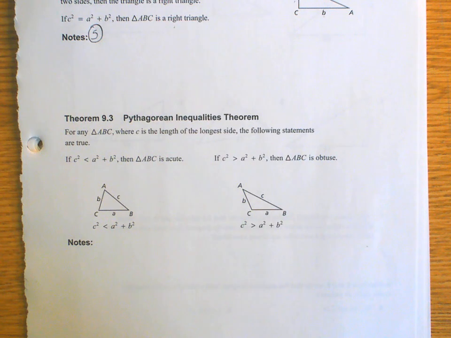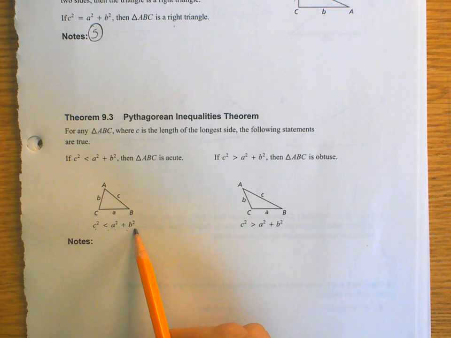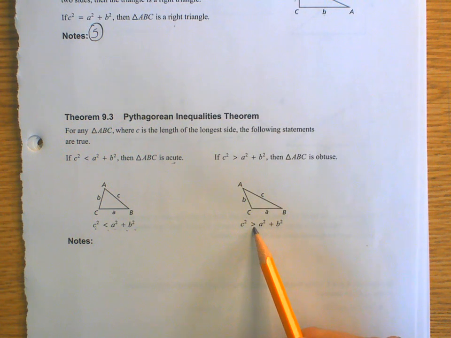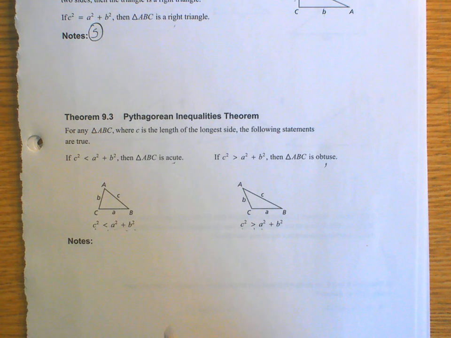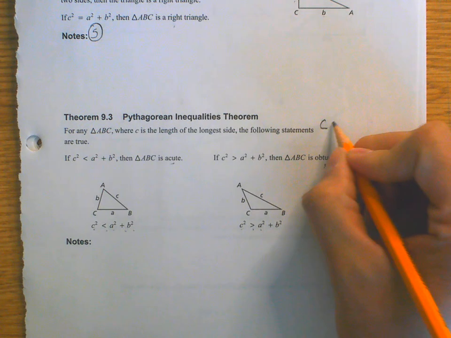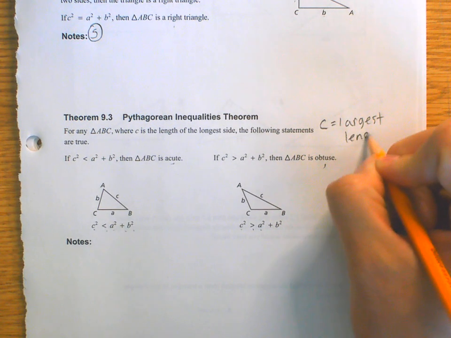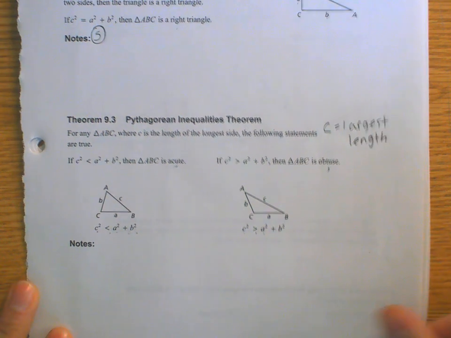Well, this is why at the beginning of the lesson I showed you guys what happens if it's not. If your c squared is less than your a squared plus your b squared, then it's going to be considered an acute triangle. If your c squared is greater than your a squared plus your b squared, it's going to be obtuse. The only thing you have to remember is that c is the largest length. It's not just any random ABC. C has to be the largest length. All right, let's go ahead and start our first example.